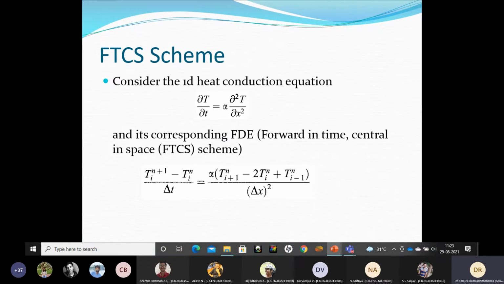So consider the FTCS scheme. FT means forward in time. CS means central in space. So dou T by dou t is forward in time. You use that kind of FDE, as you can see on the left hand side in the last equation in this slide. Forward in time. The right hand side is central in space for the second derivative in space. So alpha into this one. Same equation which we did earlier. Okay. So this is the explicit scheme.